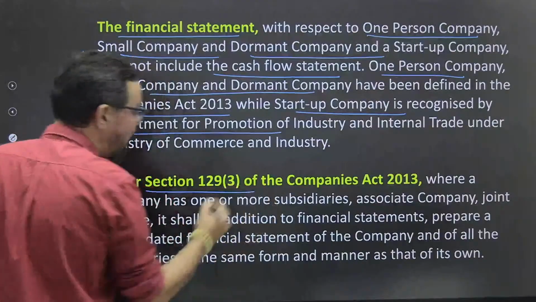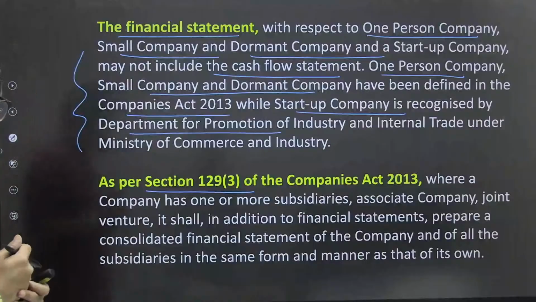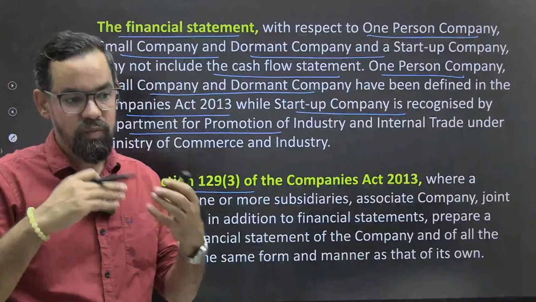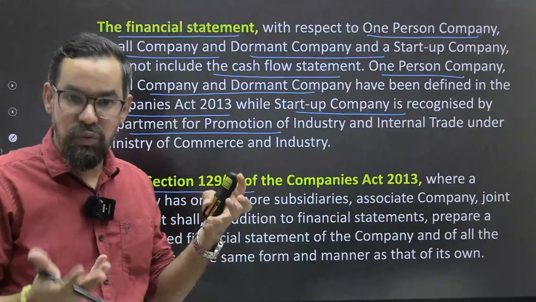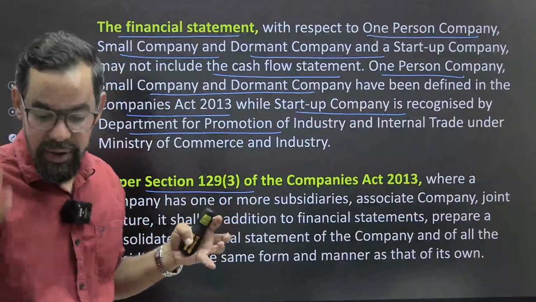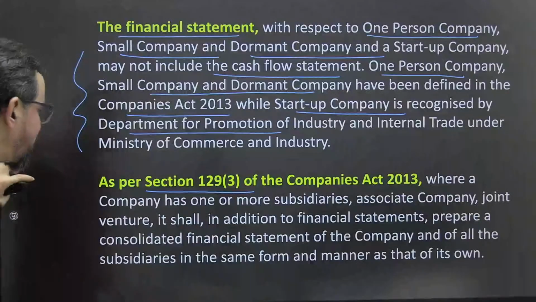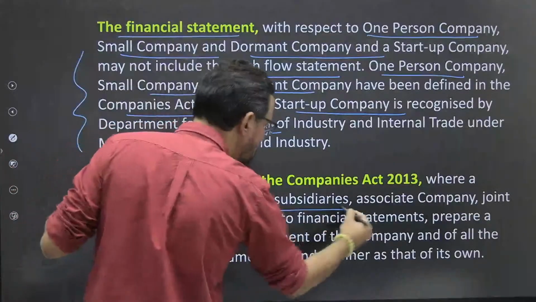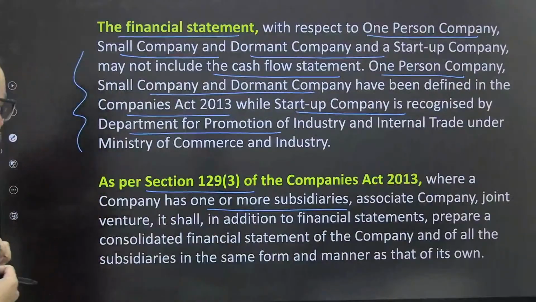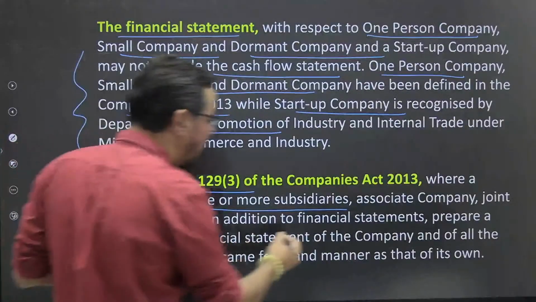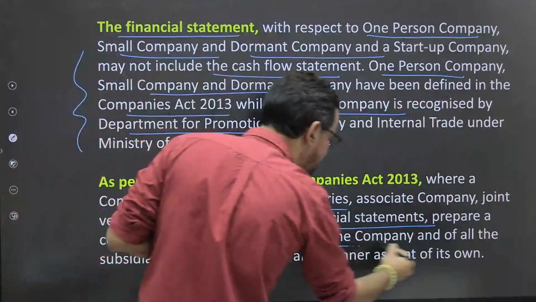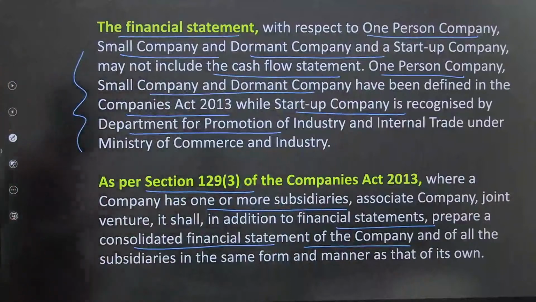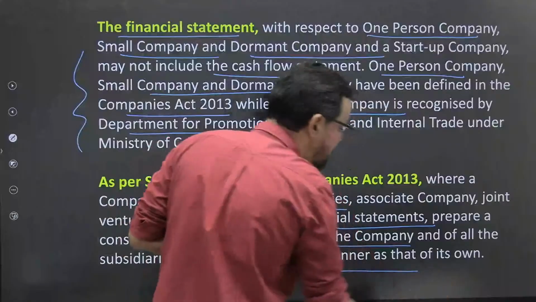Section 129 of the Companies Act 2013, where the balance sheet, profit and loss account or cash flow statement formats are mandatorily to be presented. Where the company has one or more subsidiaries, associate companies, or joint ventures, it shall, in addition to its financial statement, prepare a consolidated financial statement of the company and of all the subsidiaries in the same form and manner as that of its own.